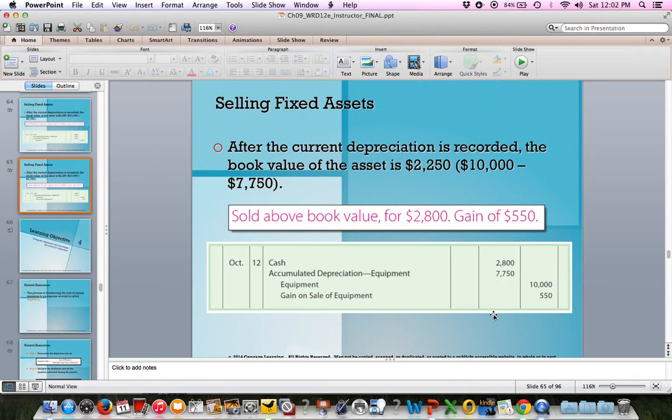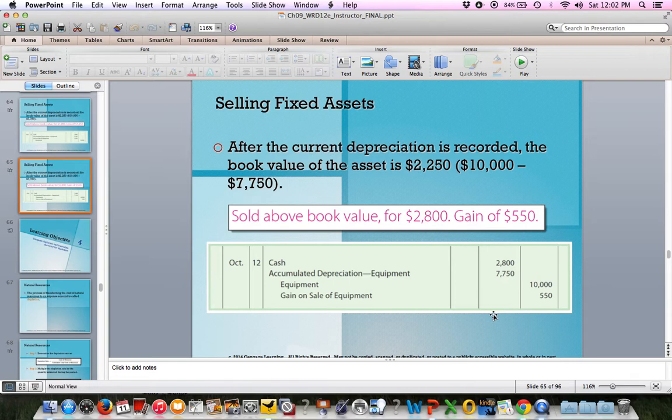Well, what if I received more than book value? So in this example, let's flip it around and say, okay, I received $2,800 in cash, and the book value I'm giving up is $2,250. So now I have a gain on the sale. I received more in cash than what my book value was. So it's a difference of $550.